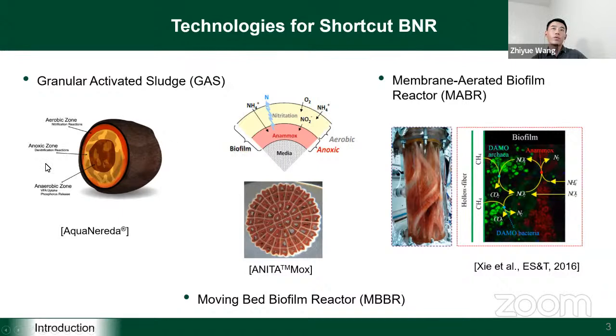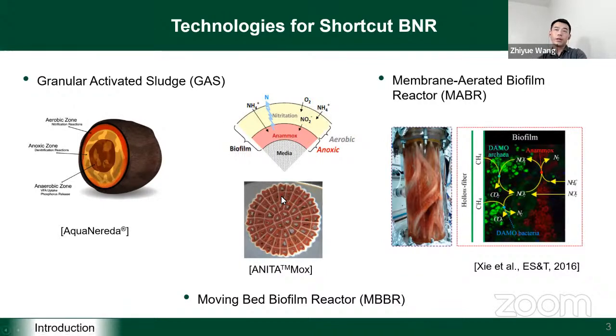And then through this formation, they can have various zones, with aerobic zones on the outer layer, and then anoxic or anaerobic zone at the core, the center of this granule, so that different microorganisms can be enriched all together in one system.